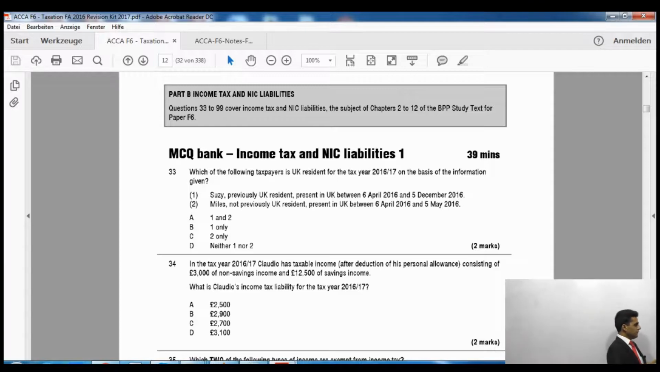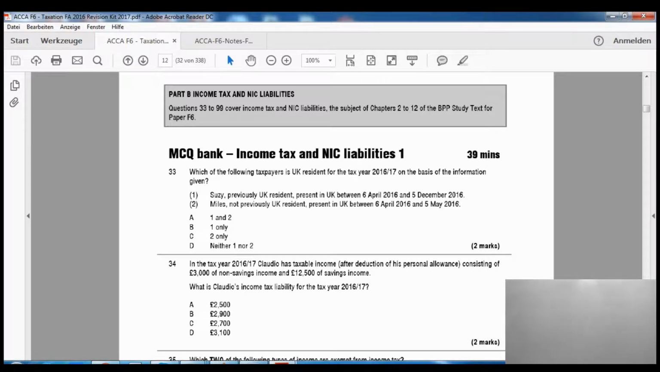So these are May, June, July, August, September, October, November, December. So these are about 8 months, aren't they? So more than 6 months, so more than 183 days. So no need to consider whether she was previously resident in the UK or not. She is automatically UK resident because she has spent more than 183 days. Alright, so if she spent more than 183 days, she will be automatically UK resident. So Susie is UK resident, we know that.